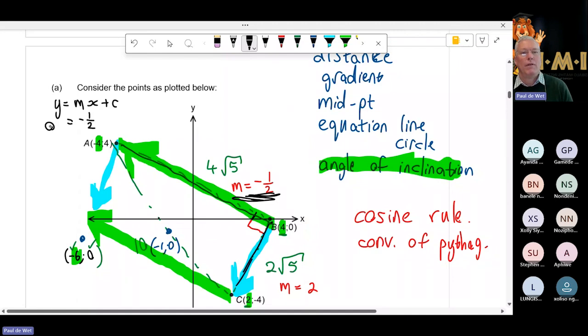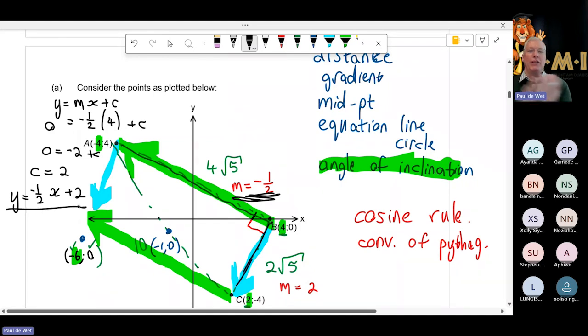0 is equal to negative half into 4 plus c. Well done. Therefore, c will be 2. So 0 equals negative 2 plus c. Yes, c equals 2. Don't forget to write the final answer down. y is equal to negative half x plus 2. Well done.